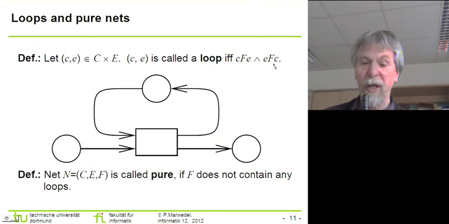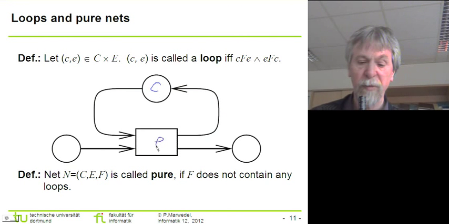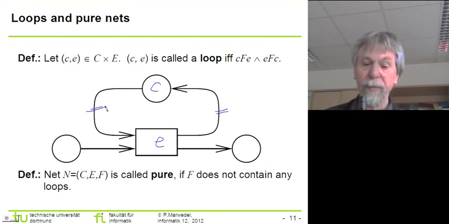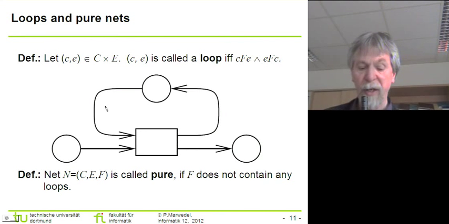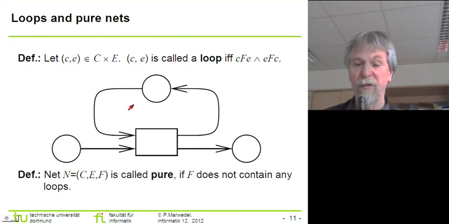So this is what we have, for example, in this simple example over here, in which this could be our condition and this could be our event. And we see that we have edges connecting the two in both directions, which means that we have such a loop. Now, loops are in many cases not very useful, because what will happen if we have such a loop in a condition event net? Well, let's assume that initially there is no token on that condition.